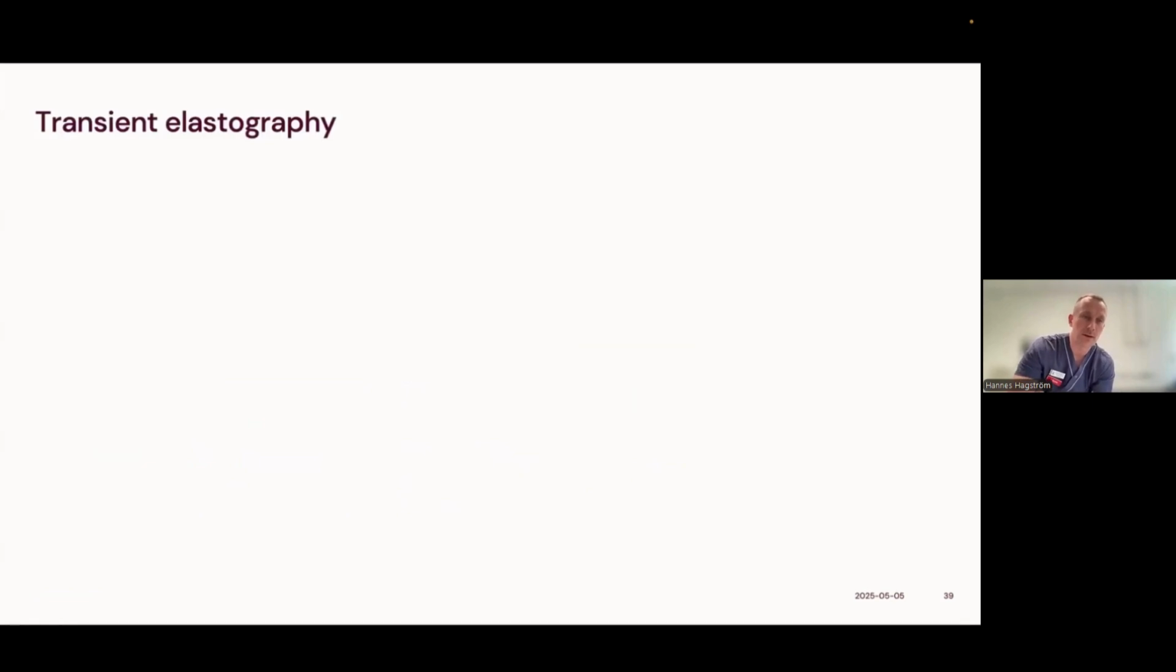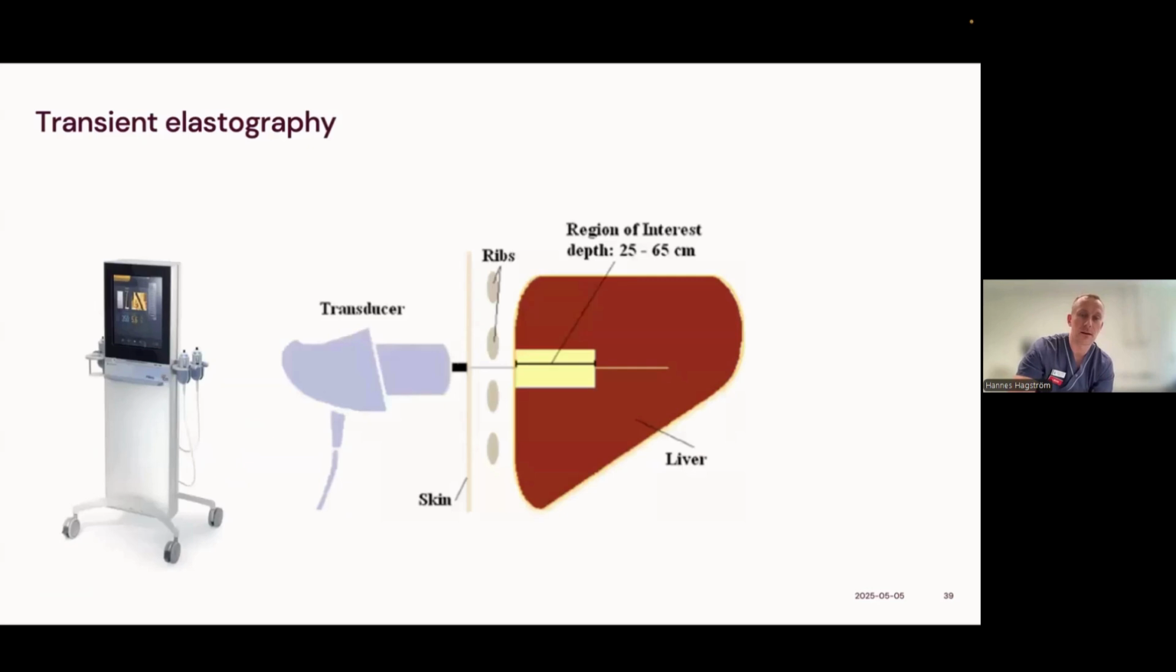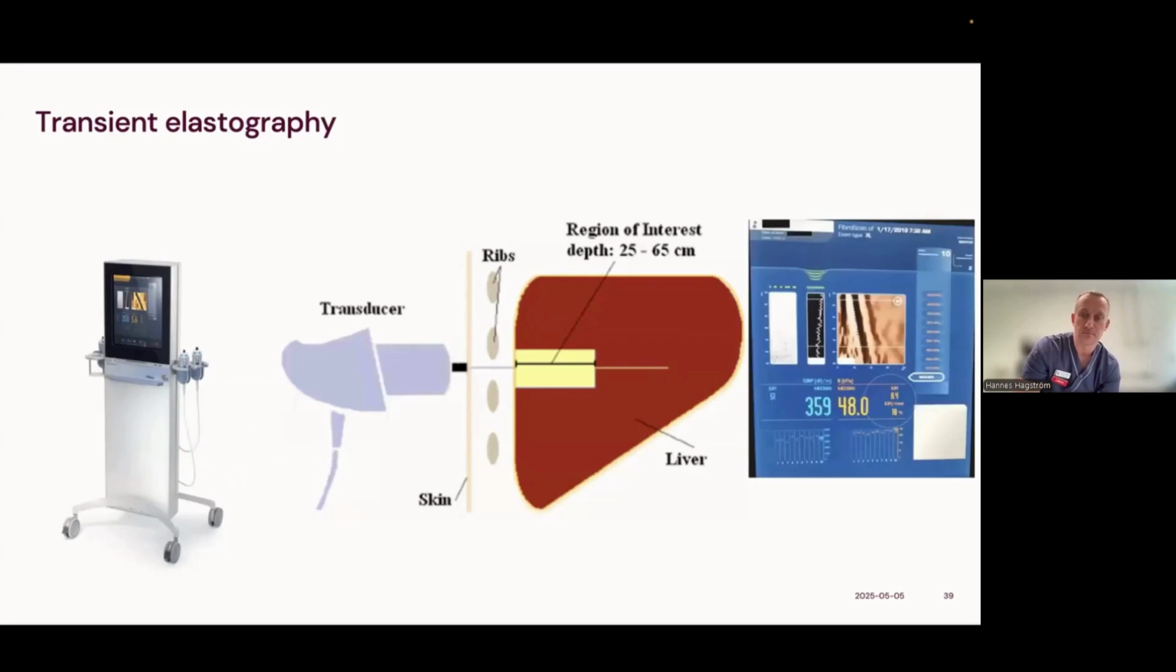Of course, we have transient elastography as the next test, and you all know about this. I guess you have it in your institutions. I'm not going to spend too much time talking about this. But it's, of course, a nice point of care method that you can use in a quick way to see if the patient has some fibrosis.